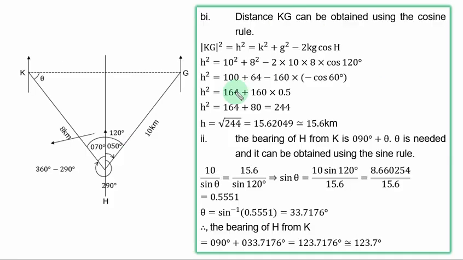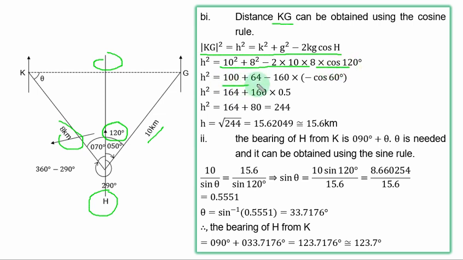The solution continues. Already we know angle KHG to be 120 degrees. We move to B, Roman figure 1. Distance KG can be obtained using the cosine rule stated in this form. So this side KG is small letter h. This side facing angle K is small letter k, and this is small letter g as you have it. So h squared is equal to 10 squared plus 8 squared minus 2 times 10 times 8 times cos 120 degrees. You have this result.